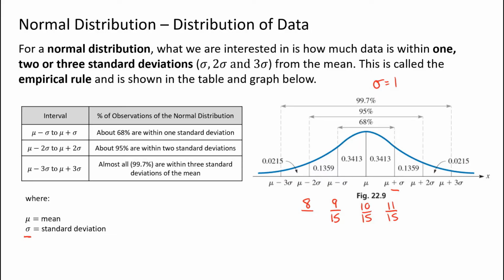Okay. If you go 3 standard deviations away, you'd get 7 out of 15. Going the other way, if you were 2 standard deviations above the mean, you scored 12 out of 15. And 3 standard deviations, you scored 13 out of 15.